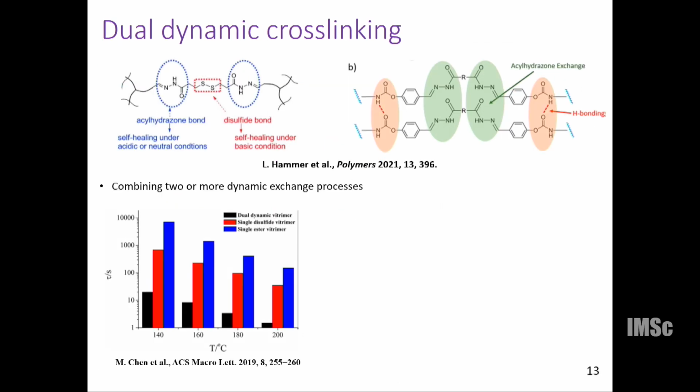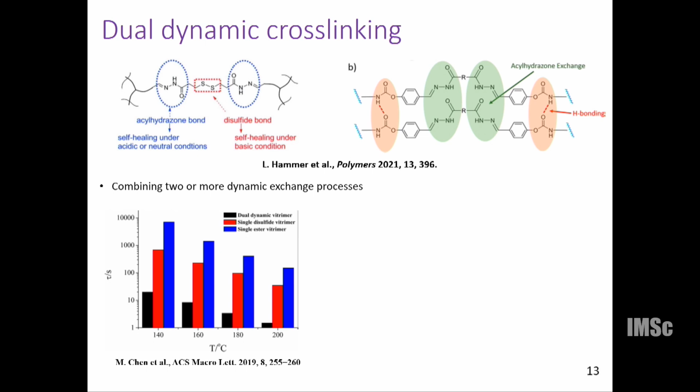What we were specifically interested in is dual dynamic cross-linking. Let me explain what I mean by that. Imagine a chemistry like this where you have reversible interactions happening between two different chemistries. One is through disulfide bonds and another is through, let's say, acyl hydrogen bonds. Similarly, you can have this type of variety where you have acyl hydrogen and hydrogen bonding also. So there are many ways you can form this dual cross-linking.